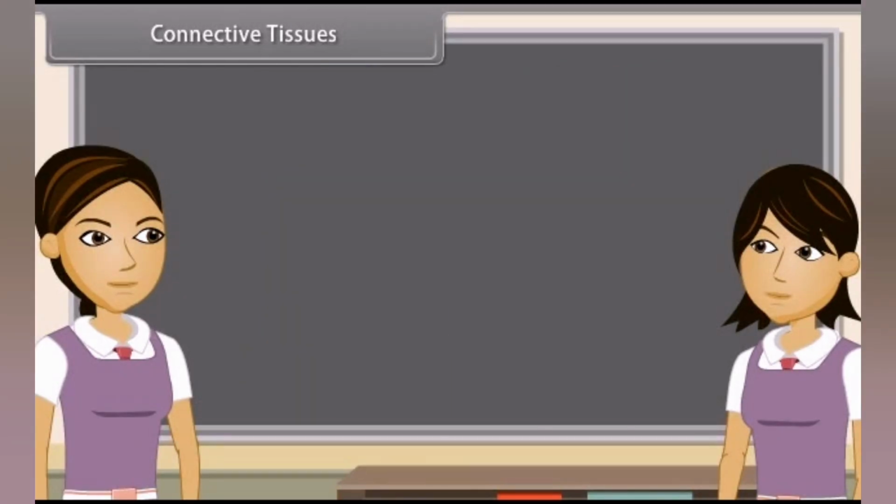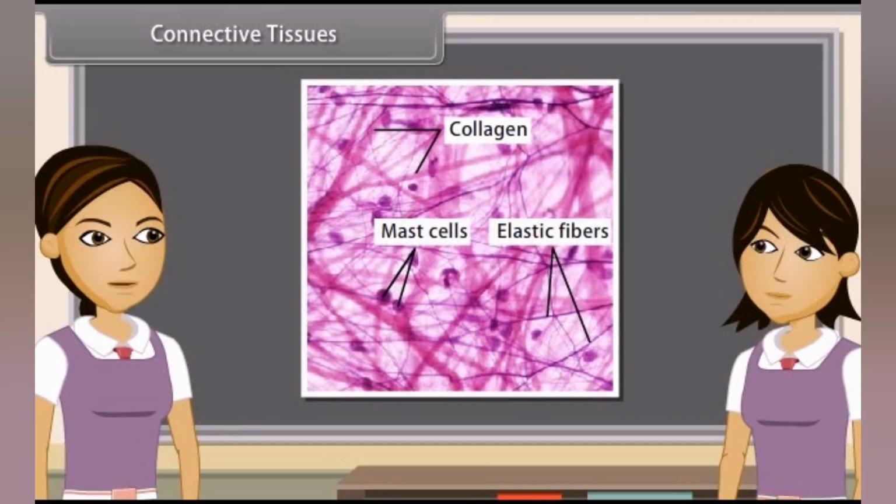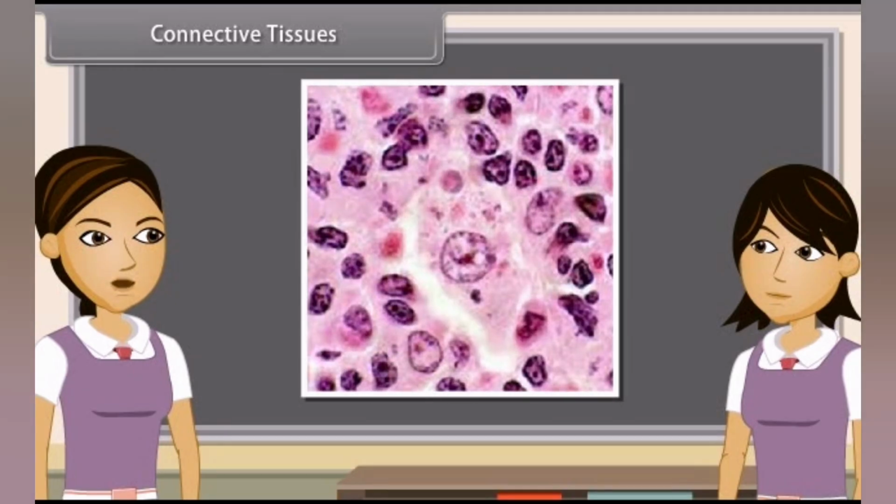Connective tissues bind different organs and parts of various organs together. The cells of connective tissues are living, separated from each other, and very few in numbers. Gel-like intercellular substance called matrix forms the main bulk of the connective tissue. Matrix is fibrous in nature and binds other tissues.